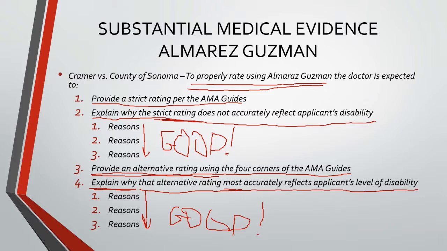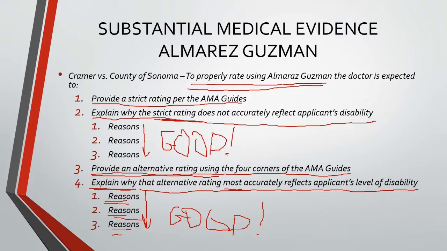Now, if you're not able to provide multiple and compelling reasons as to why the alternative impairment rating is more accurate, then guess what? It's not more accurate. Unless it can be supported by compelling reasons, then the strict application rating by default is the more accurate rating. So don't provide an alternative impairment rating unless you have reasons in support of the rating. An alternative impairment rating without compelling and voluminous reasons is simply a conclusory opinion that does not qualify as a substantial opinion, and it'll properly be rejected by the parties.